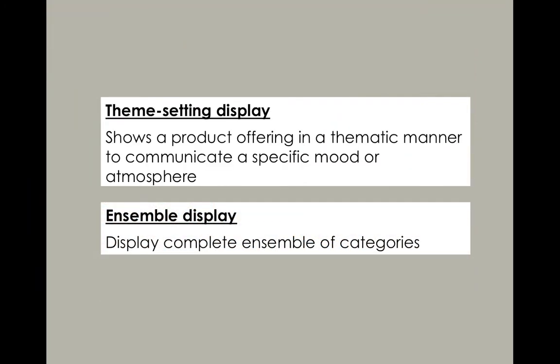Okay, next we have theme setting display. It is really showing what your theme of the store is together with your merchandise and props so that you want to communicate a certain feel or mood or season like what we talked about in themes previously. And ensemble display, you want to display a complete ensemble of merchandise, which means that if you are, say for example, Zara, you want to show a hat and a scarf and a jacket and a t-shirt and pants and a belt and a pair of shoes and a bag, all different categories of women's apparel. So you want to show customers how they can put it together so that if possible, customers will feel inspired to buy the whole ensemble.